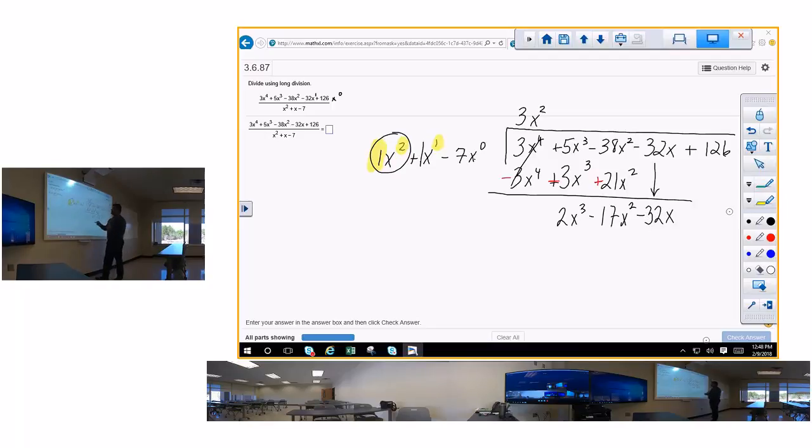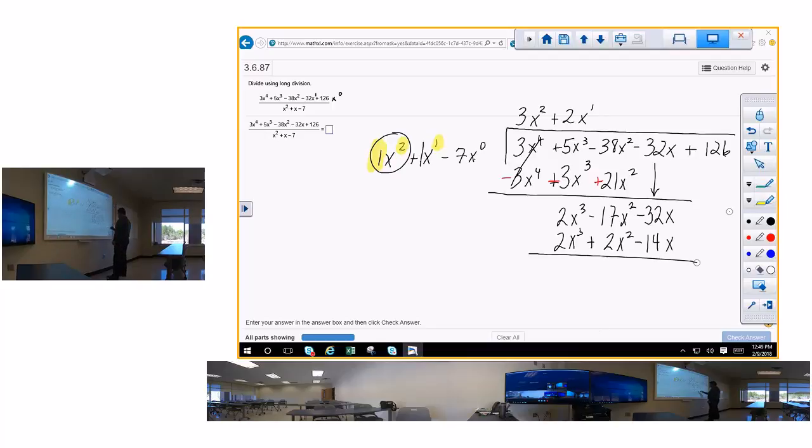Again, now you go back to this number. How many times will 1 go into 2? 2 times. How many times will x squared go into x to the third? X to the first times. And now you multiply. 2 times 1 is 2. X to the first times x squared is x to the third. 2 times 1 is 2. X to the first times x to the first is x squared. 2 times negative 7 is negative 14. X to the first times x to the 0 is x to the first.